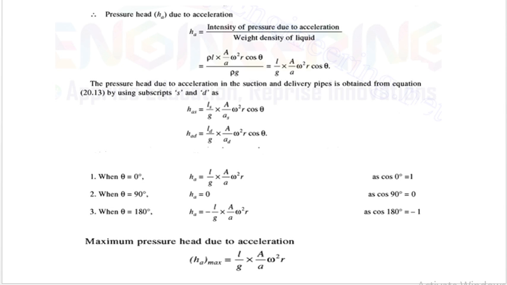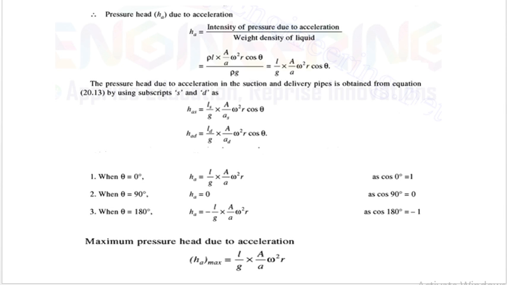So at beginning of the stroke, that stroke can be suction stroke and delivery stroke, accelerating head will act on the piston. At theta is equal to 90 degree, the position of the piston is at center of the cylinder. We will put the value of theta here. Cos 90 is equal to 0. Accelerative head will become 0. So at center, velocity of piston will be maximum, but the value of accelerative head will be 0.